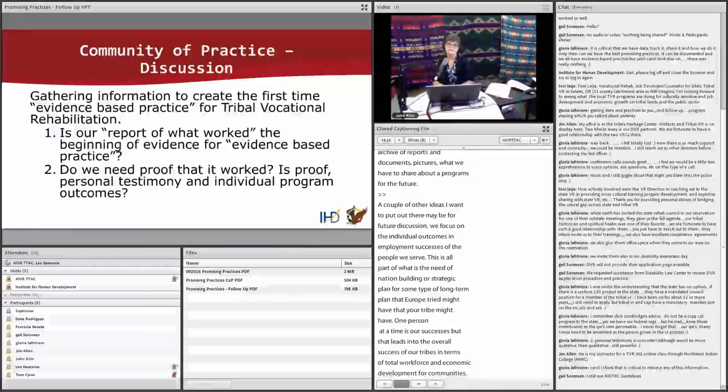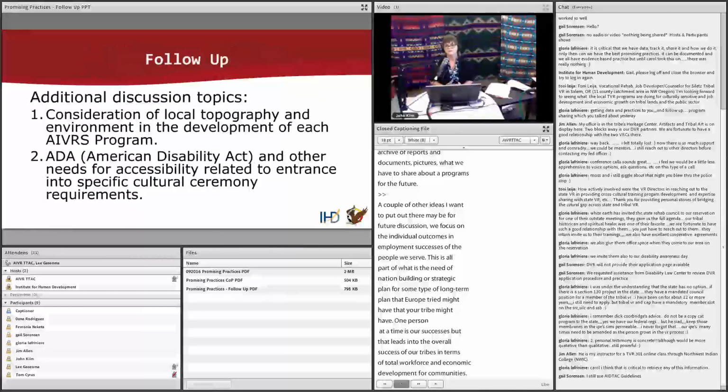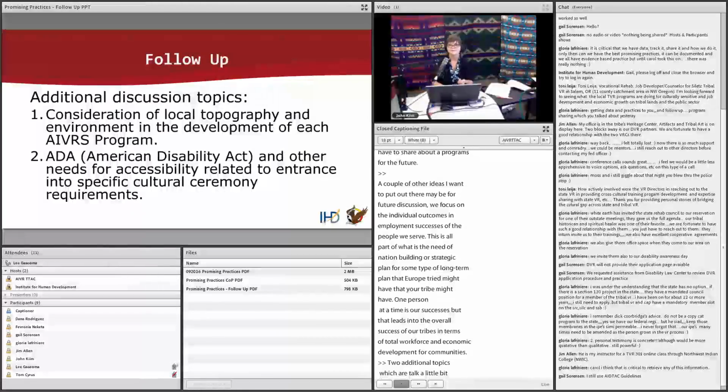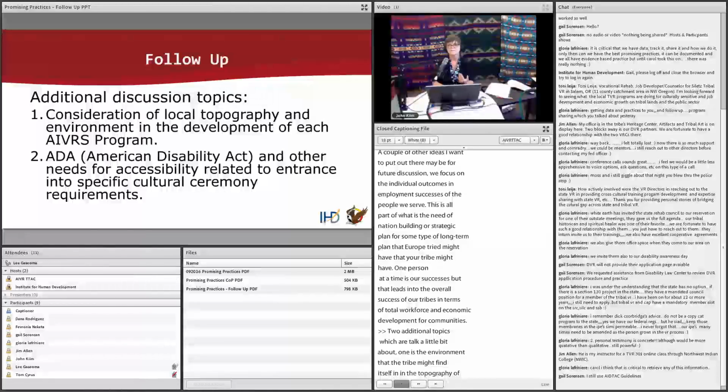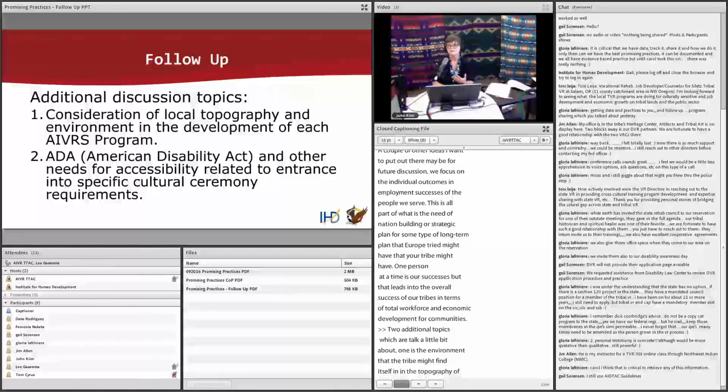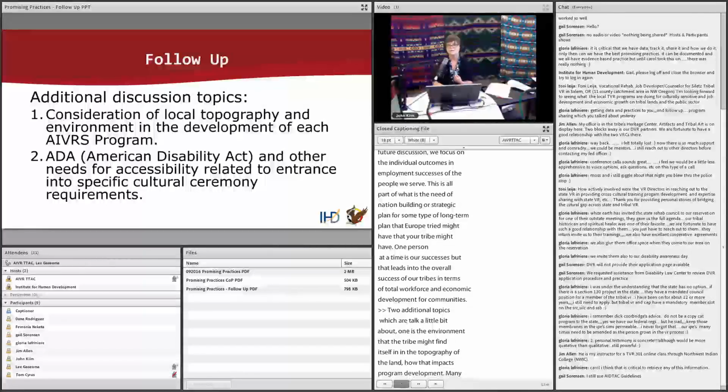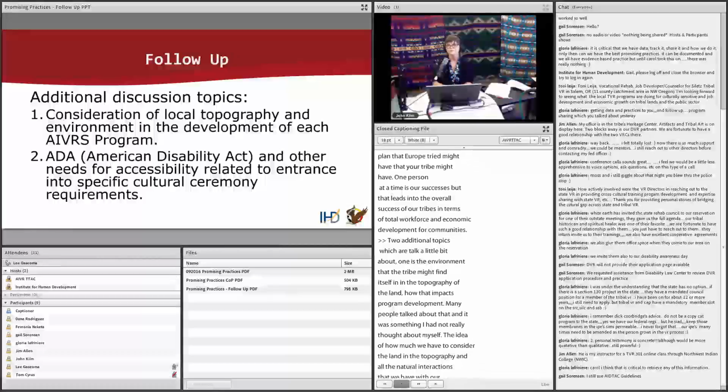Two additional topics, which I've talked a little bit about. One is the environment that the tribe might find itself in, and actually the topography of the land, and how that impacts program development. Many people talked about that, and it was something I hadn't really thought about myself. It's the idea of how much we have to consider the land and the topography and all of the natural interactions that we have with our environment as part of what our program might look like.